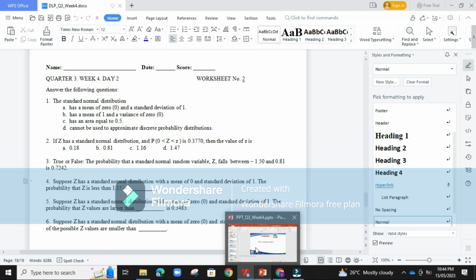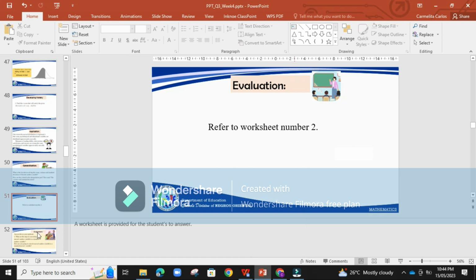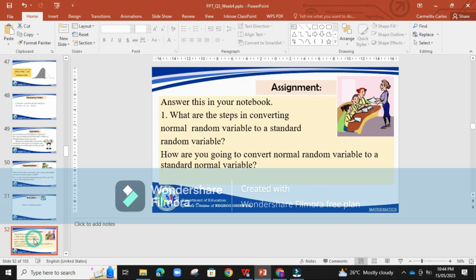Okay, so we're almost done. Now let's continue. For your assignment, answer in your notebook, what are the steps in converting normal random variable to a standard random variable? And how are you going to convert normal random variable to a standard normal variable?